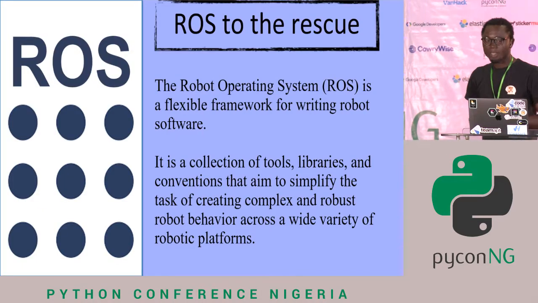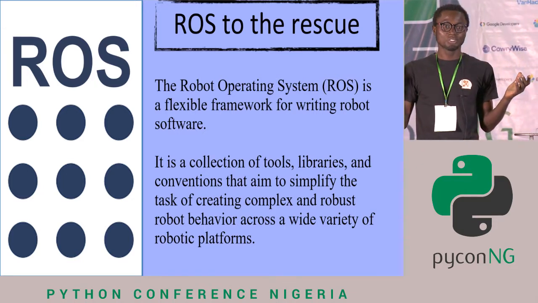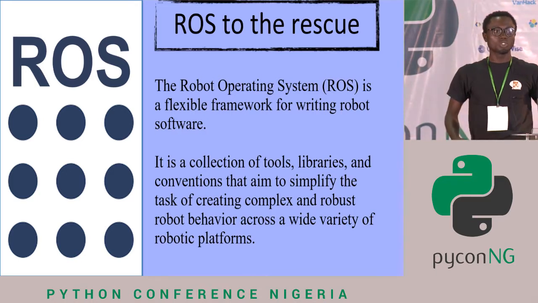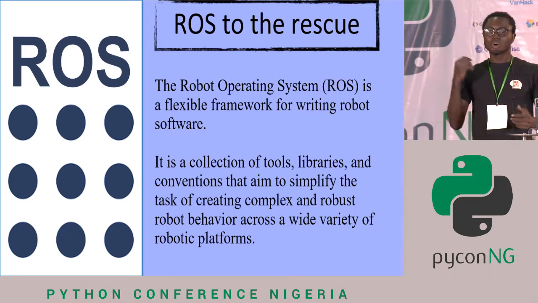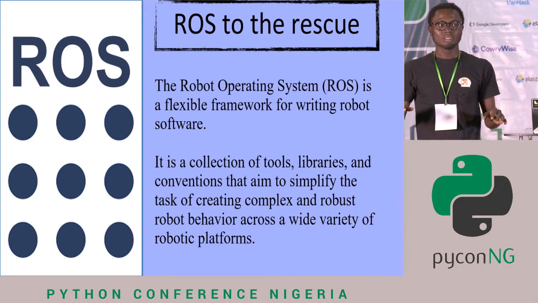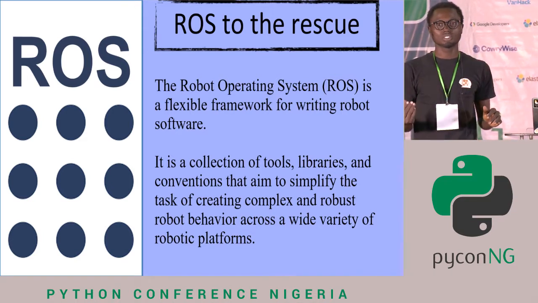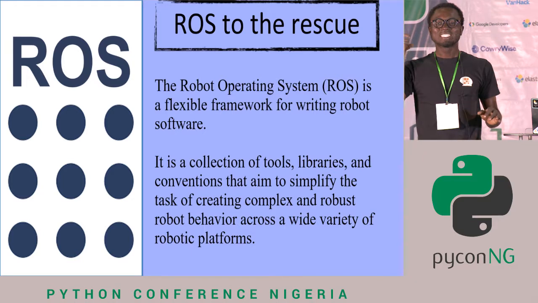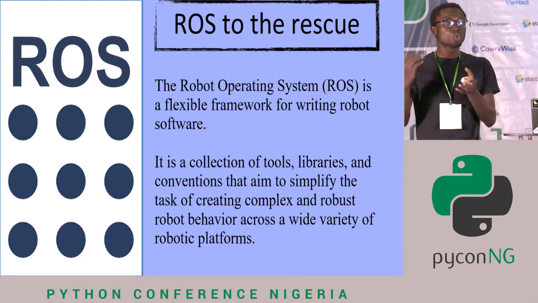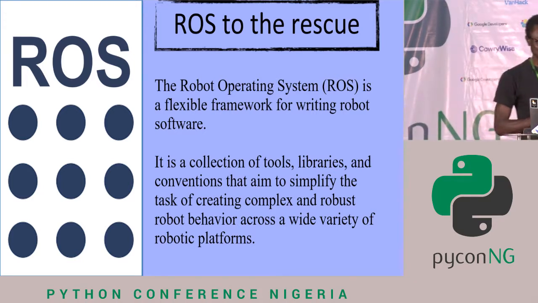So that's where ROS comes to the rescue. You have this big project that you want to do, but you don't know how to start. The good news is that ROS is the standard for robotics. There's no robot that you will find out there that does not use ROS. It's impossible. The ratio of robots that adopt ROS to the ones that don't is very far. So what is ROS?